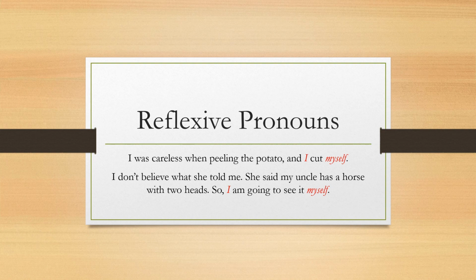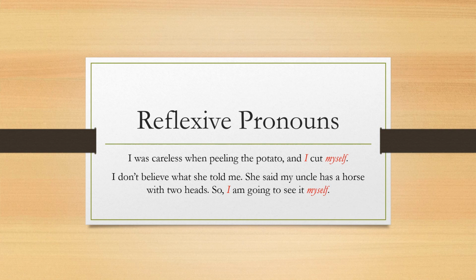Here is an example. I was careless when peeling the potato and I cut myself. Here you see I and myself are actually the same person. But you put myself there, it means I did it to myself. I did it to me. I cut myself. So the reflexive pronoun myself is important in this sentence as part of the meaning.